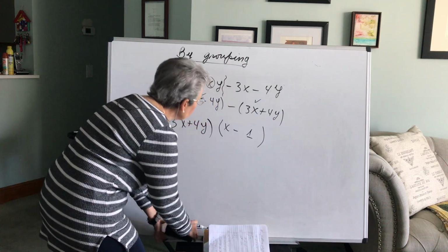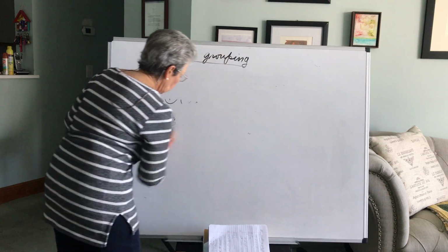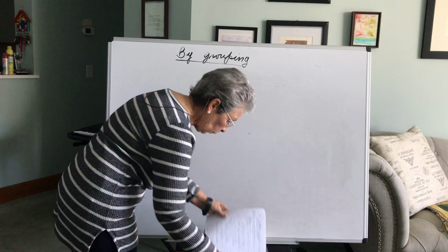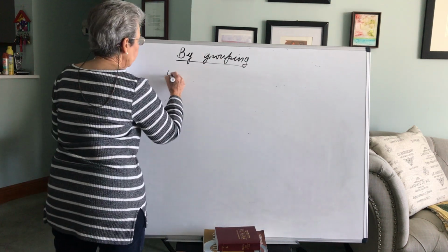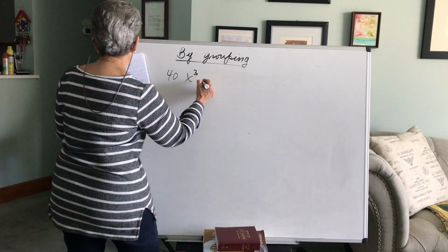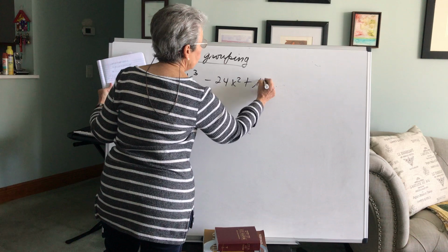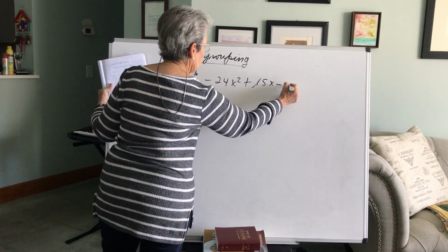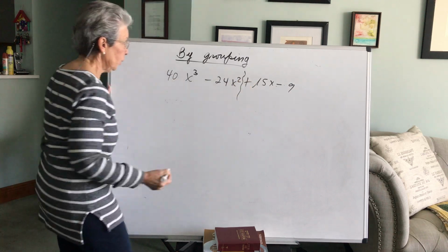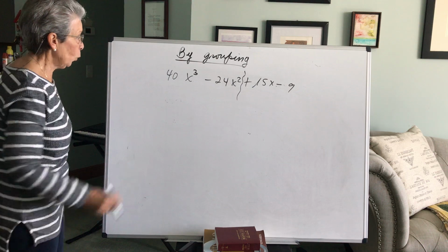Let's do another one, a little bit difficult. Factorize by grouping 40x to the third power minus 24x to the second plus 15x minus 9. Okay, you have to factorize by grouping. Remember, cut in the middle. Now you have to find the common factor between 40 and 24.